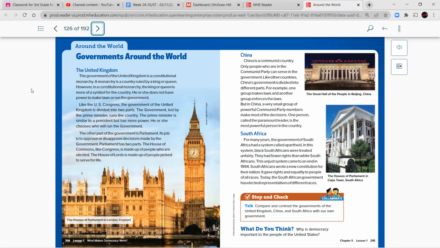South Africa. For many years, the government of South Africa had a system called apartheid. In this system, Black South Africans were treated unfairly. They had fewer rights than white South Africans. This unjust system came to an end in 1994. South Africans wrote a new constitution for their nation. It gave rights and equality to people of all races. Today, the South African government has elected representatives of different races.